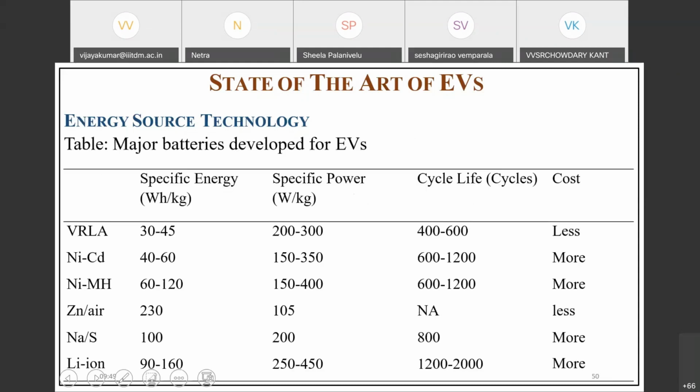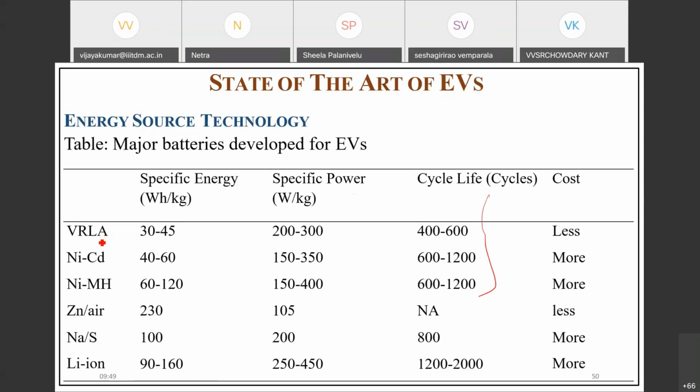So there are different types of batteries. You can see the life cycle of the batteries and the power density. That's what I told you, depending upon the vehicle application, performance, and cost, we can trade off, right? So here we have VRLA batteries. VRLA means valve regulated lead acid batteries.